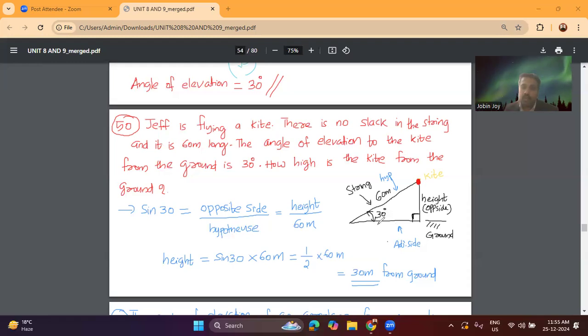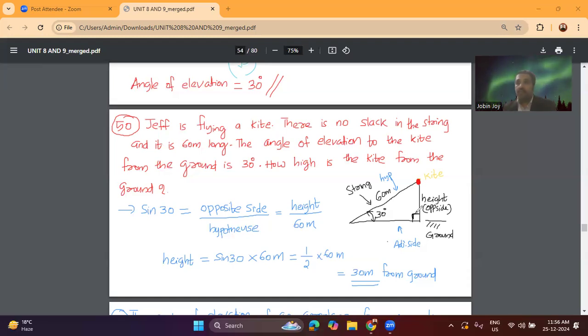So this angle is 30 degree. You have to calculate how high the kite is from the ground. You have to find the height. So consider this right angle triangle. We know the hypotenuse, which is 60. We know the angle. You have to calculate the height. Height means, since this is the angle 30 degree, this is the opposite side. You have to find the opposite side.